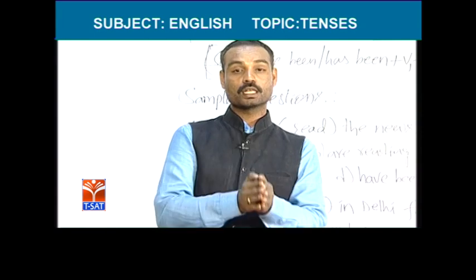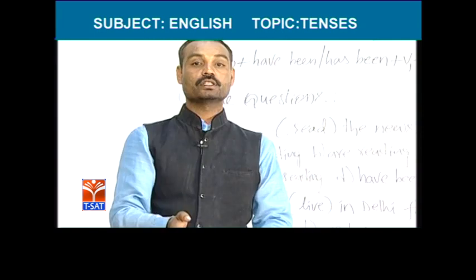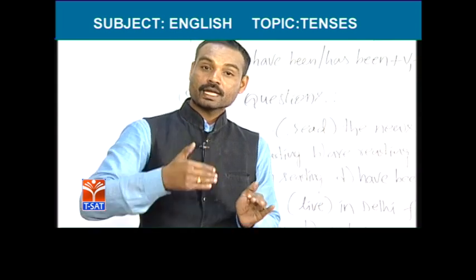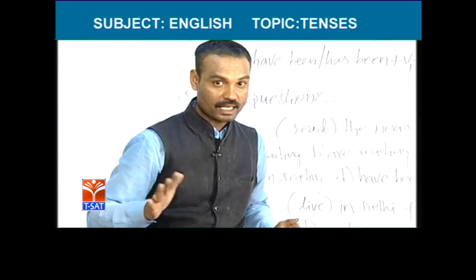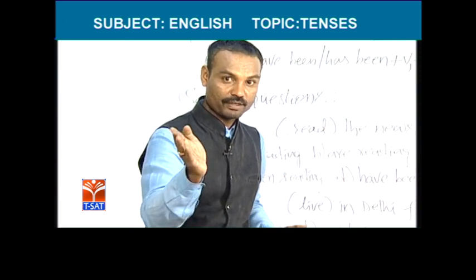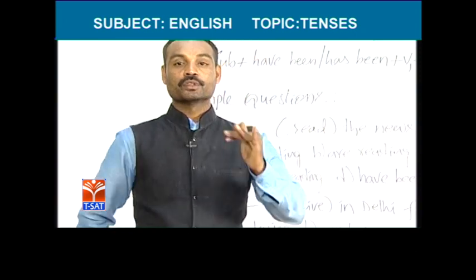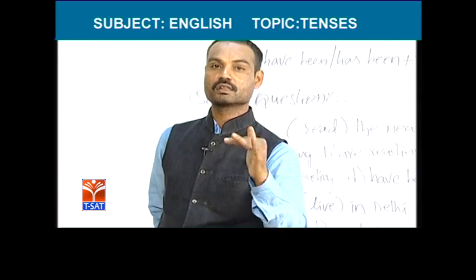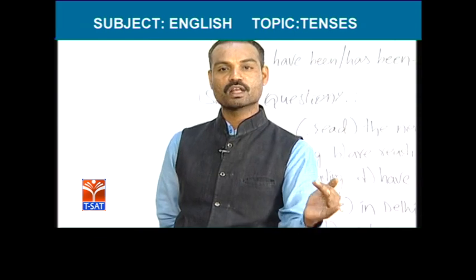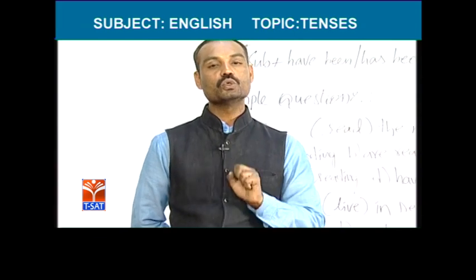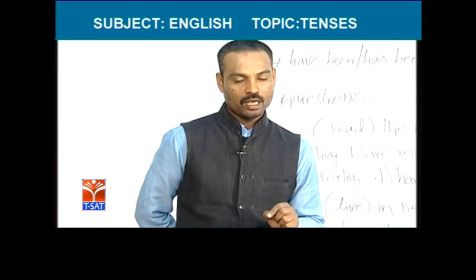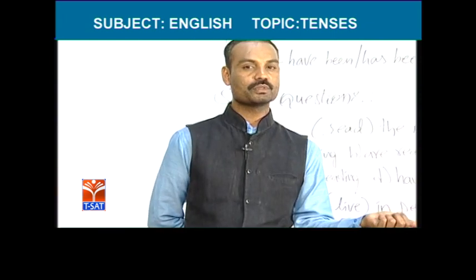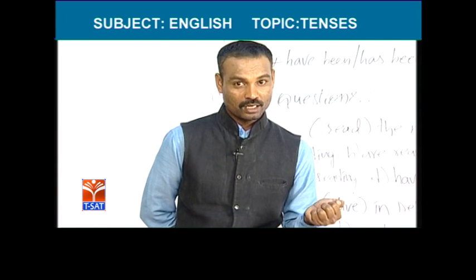Friends, in past continuous there are two helping verbs, they are was and were. After I and he, she and any singular, we should use was. I was, he was, she was, my friend was, my mother was, like that. After we, you, they and any plural, were should be used. We were, you were, they were, my friends were, my relatives were. So in past continuous there are two helping verbs, was and were. After every singular subject, was should be used. After every plural subject, were should be used.